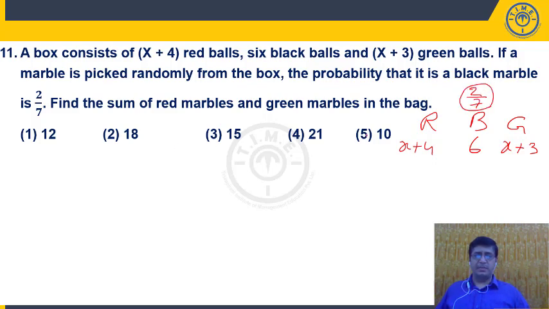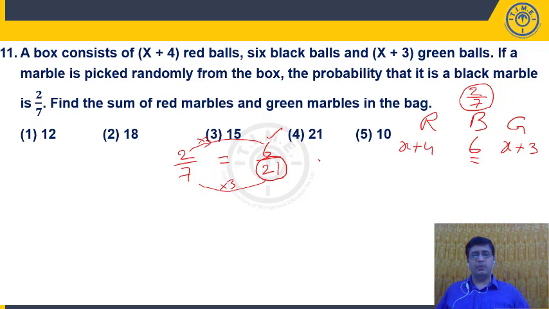Now 2/7 is the black probability here. 2/7 is equal to 6/21. Am I right or not? Why am I taking 6/21? Because the black balls are already given here, so I am trying to make the equivalent fraction. 2 into 3 is equal to 6, 3 into 7 is equal to 21. What does it mean? When the total number of marbles is 21, the black marbles are 6.